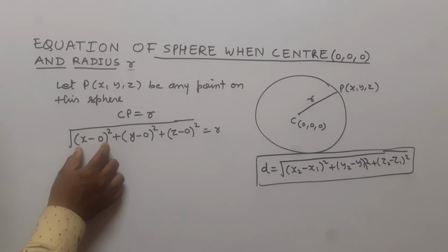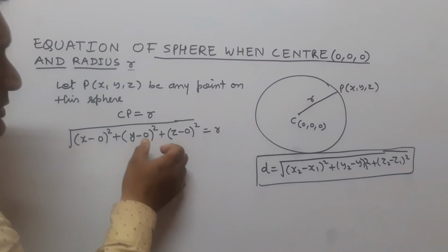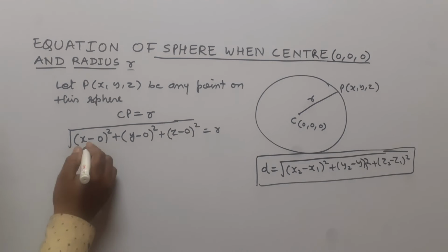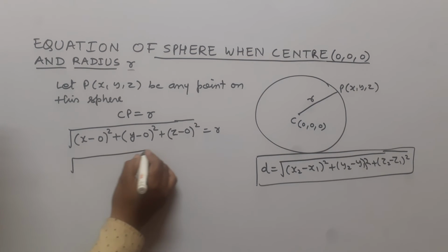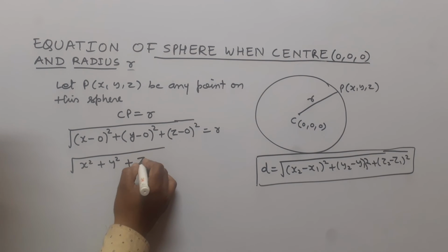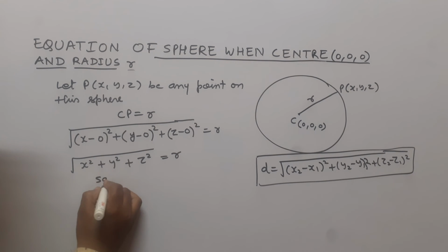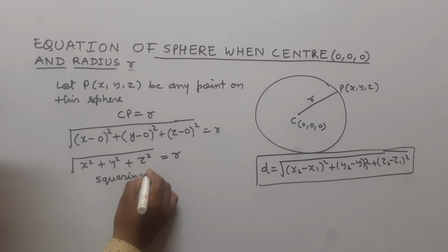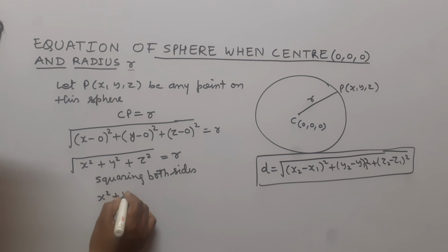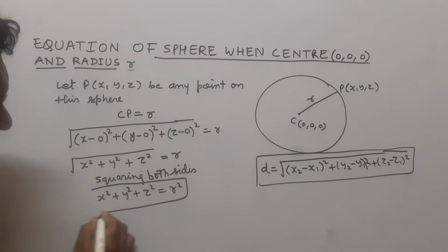So x minus 0, where x2 is x here and x1 is 0 here, plus y minus 0, where y2 is y here and y1 is 0 here, and z minus 0, where z2 is z here and z1 is 0. So x minus 0, this is x square, y minus 0, this is y square, and z minus 0, this is z square, is equal to r. Now squaring both sides, we get x square plus y square plus z square is equal to r square.